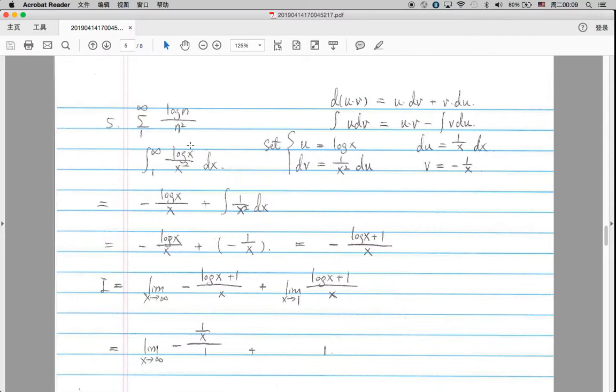We have a log of x in the numerator, so we set u equal to log of x, and then du is just 1 over x, the derivative of log x. Then dv we set as whatever is left in this integral, so it's 1 over x squared dx. Then we take the integral of this expression, and v is just negative 1 over x. So this is not du, this should be dx here.